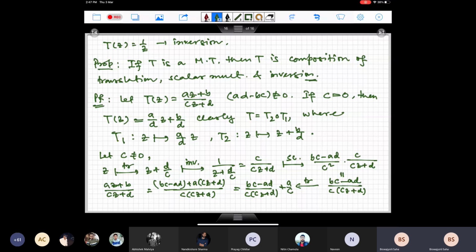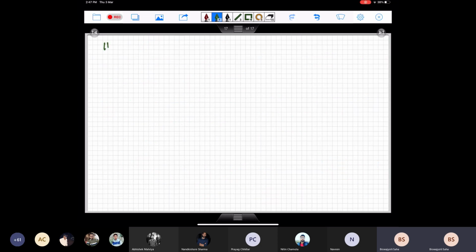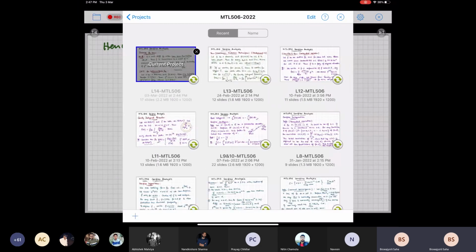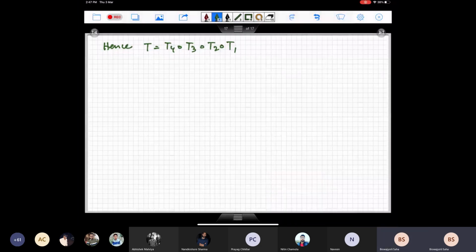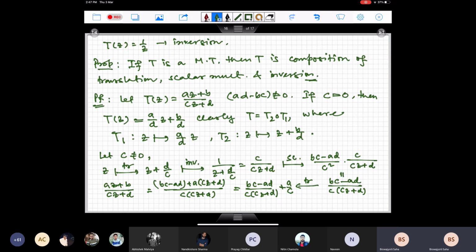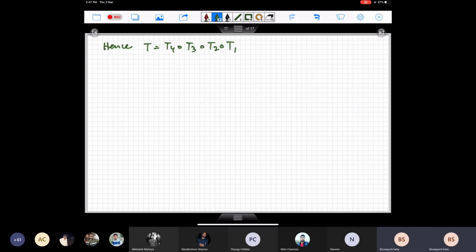Okay, so therefore what I get is that, you can verify later, T is equal to T4 composed with T3 composed with T2 composed with T1. So I have had four operations: first translation, then inversion, then scalar multiplication, and then again translation. Okay, so what were all these operations?